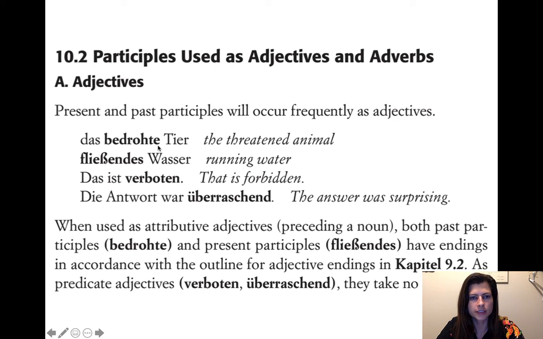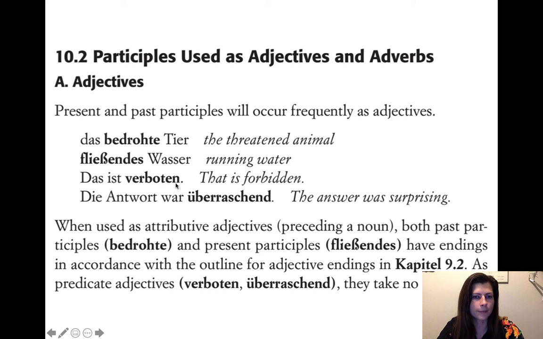Das bedrohte Tier. And then this one's in present again. Das fließendes Wasser. Now there's no article, so see how we have this different ending? Because when there's no article, we have different adjective endings. So it's fließendes Wasser.